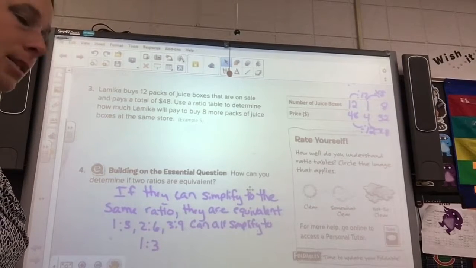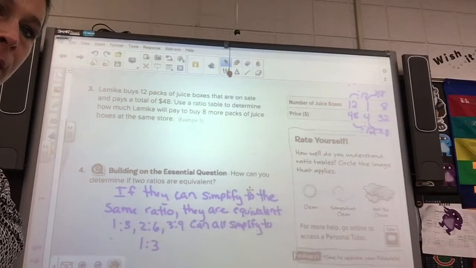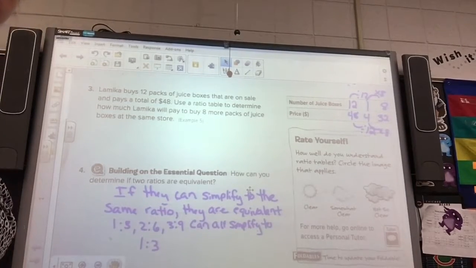This is the hardest concept to get in ratios. So once you have this down, you're going to be good as gold. I hope you have a great day, and I hope you make great choices.